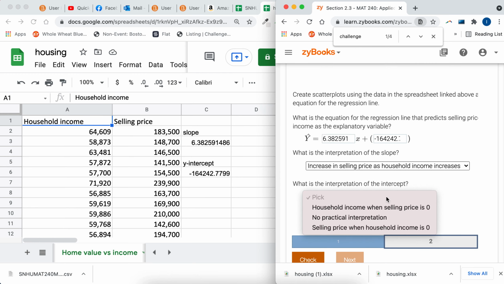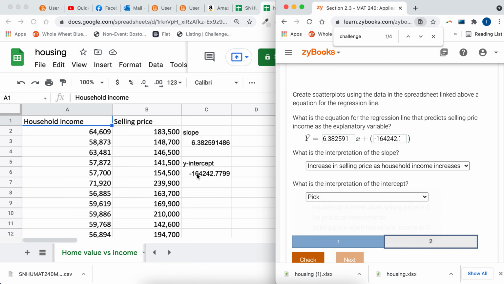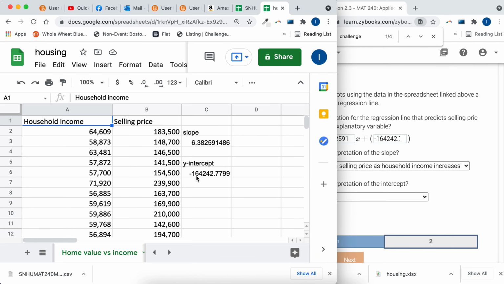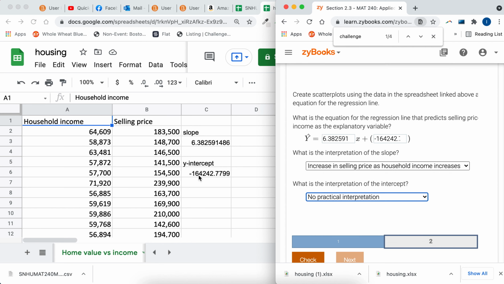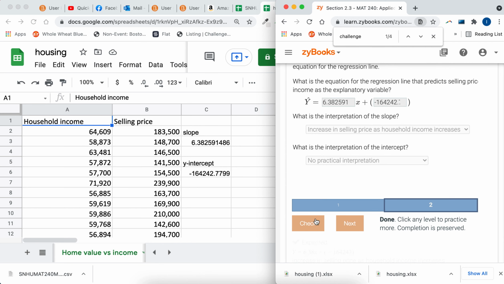And what is the interpretation of the intercept? There's no practical interpretation here, because the intercept is the value of the y variable when x equals 0. So it's the value of the selling price of the home when there's no household income. That doesn't make much sense, right? The home is not worth negative $164,000, so there's no practical interpretation there.